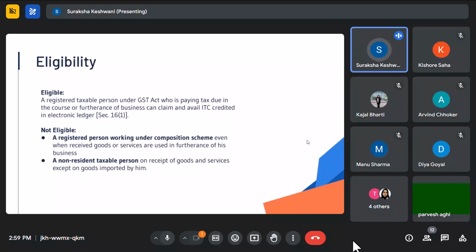The eligibility is that a registered taxable person under the GST Act, who is paying tax due in the course or furtherance of business, can claim and avail ITC credited in the electronic ledger. So this person who is a registered taxable person is eligible. A person who is working under the composition scheme is not eligible to avail the ITC. Secondly, a non-resident taxable person, on the receipt of goods and services, except on goods imported by him, basically cannot avail ITC.